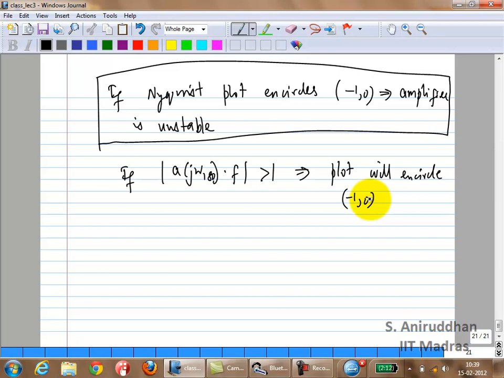And actually what the plot tells you is, if it encircles -1, 0, it means your closed loop transfer function will have right half plane poles. Okay, so that is what the Nyquist criterion tells you.